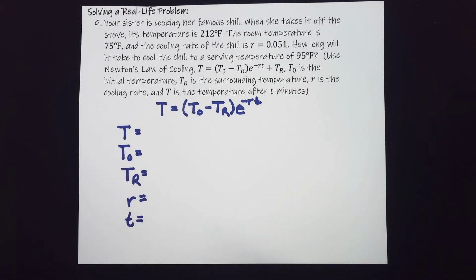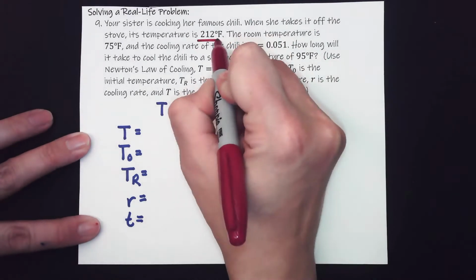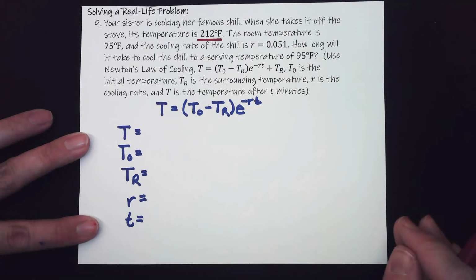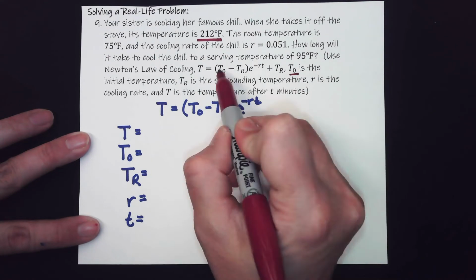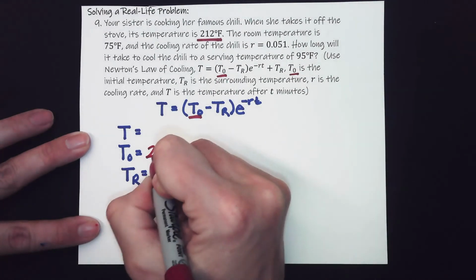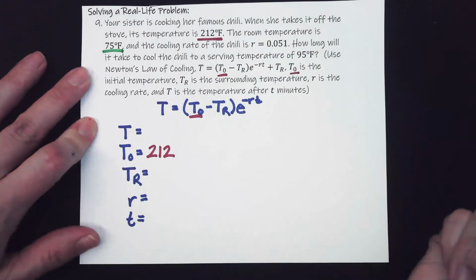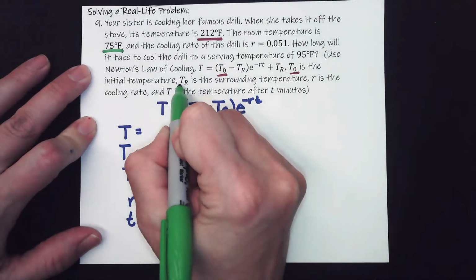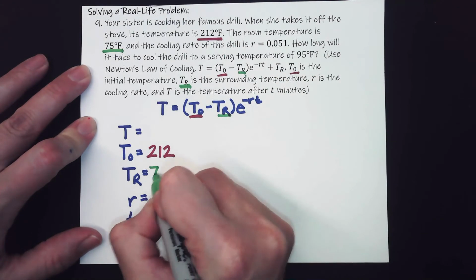So let's start off with what we have. So let's read this again. She's cooking her famous chili. When she takes it off the stove, its temperature is 212 degrees. So that's the temperature it is starting at, and that initial temperature is T naught, T with the subscript 0. So this is 212. Then it tells us the room temperature is 75 degrees Fahrenheit. That's the temperature of the room, the surrounding temperature. So that's our T_R here. So T_R is 75.